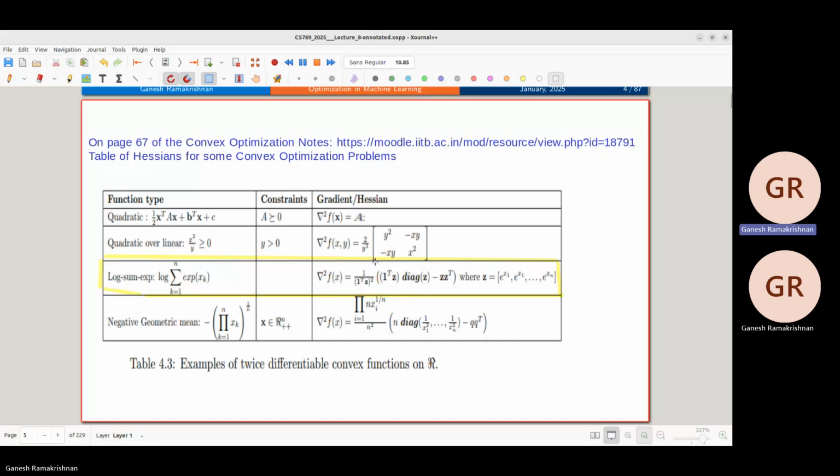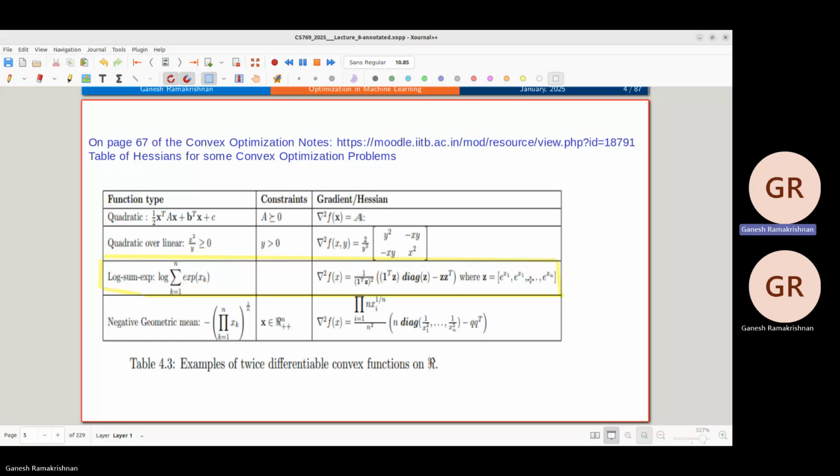So what is it? It is a diagonal of z's. Z is basically e^x1, e^x2, etc. That's what I showed you, right? So you'll have the diagonal of e^x's, which is nothing but e^x1 through e^xn, with off-diagonal elements all 0. That is the diag z.